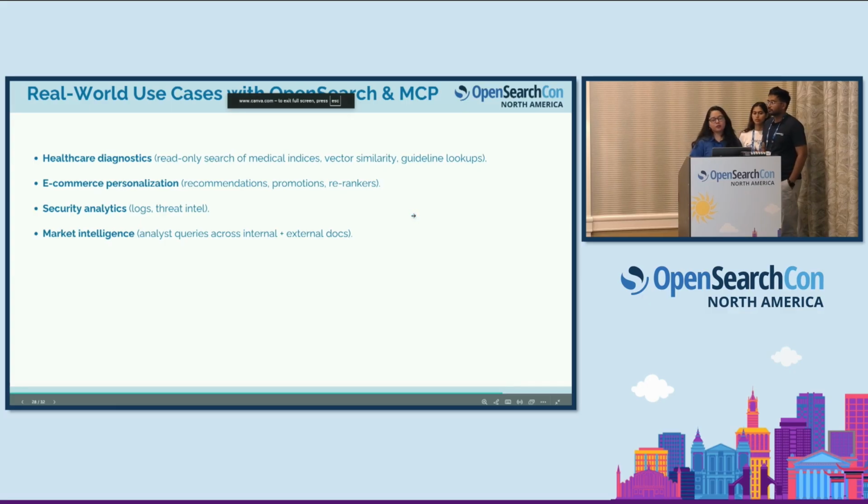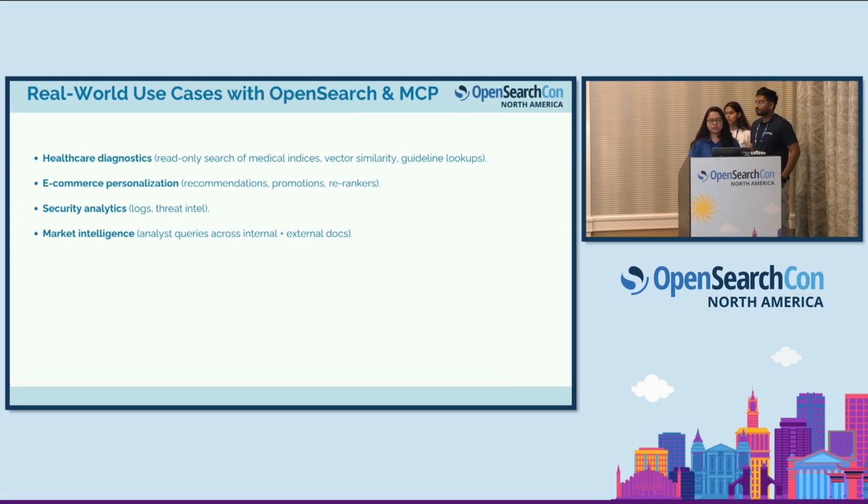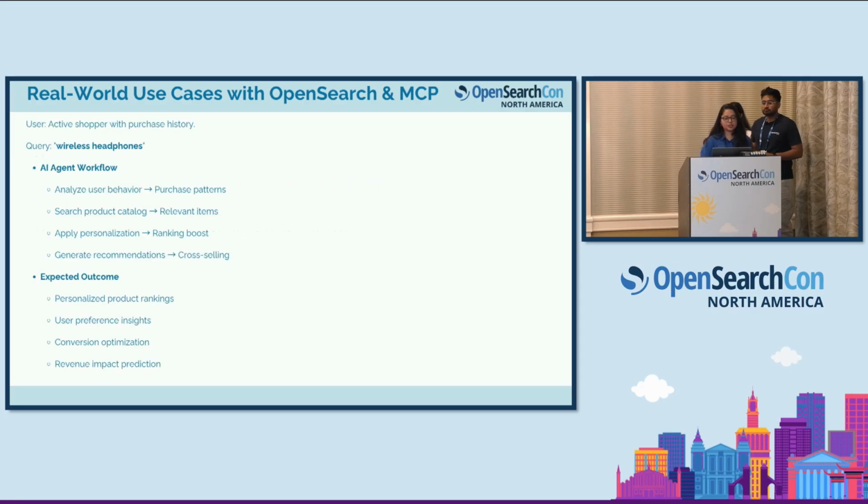Okay, so some of the real world use cases where you can utilize your OpenSearch MCP are healthcare, diagnostics, e-commerce, personalization, security analytics, and market intelligence. It really depends on your data and the use case that you already have. And the more data, the more correct answers you will get from this.